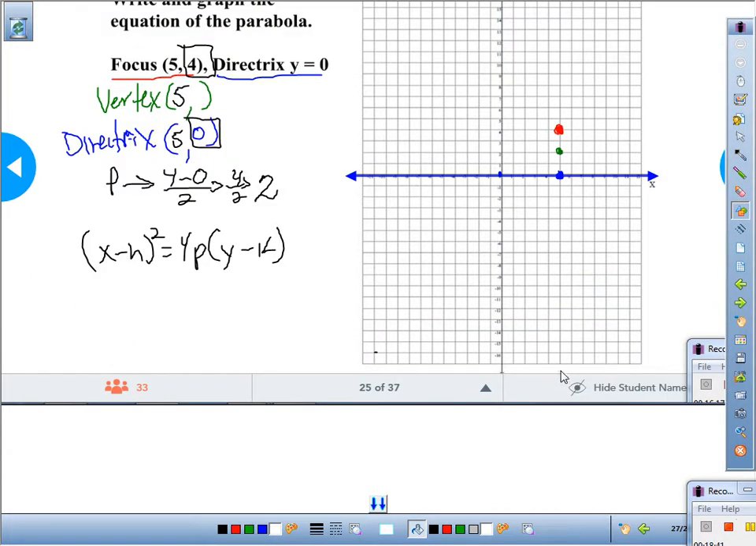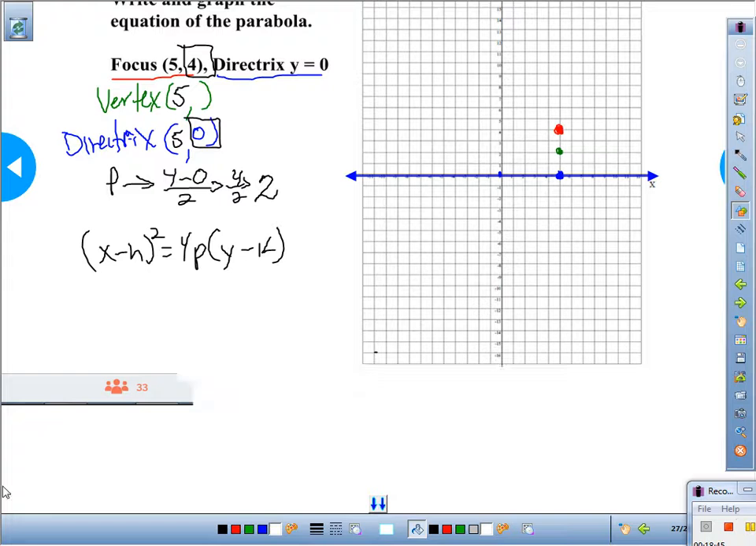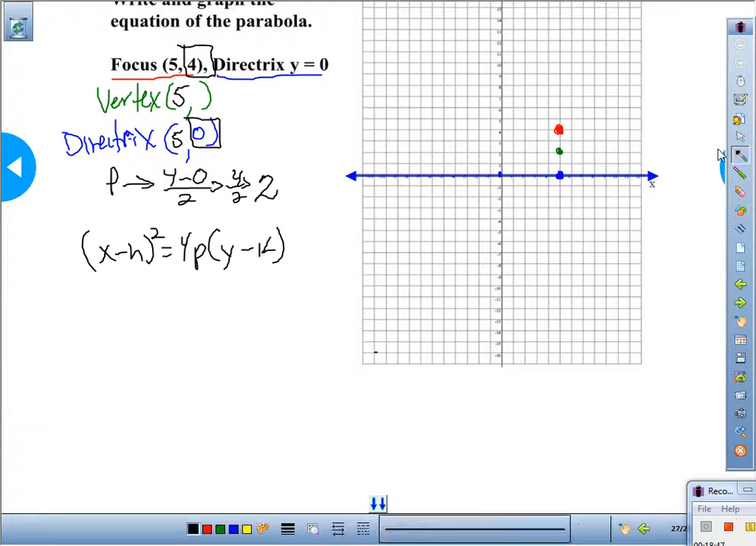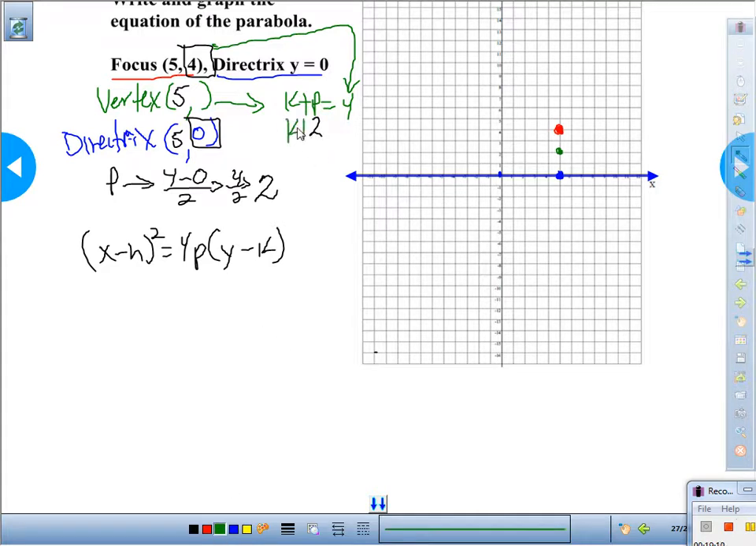So, now that we have our directrix, we already have our focus, we have P, now we need to solve for what? K. How do we find K? K plus what? P equals to what? The y value of the focus, which is 4. What is P? 2. Bring down the rest. K plus 2 equals 4 minus 2. K equals 2. That goes right there.